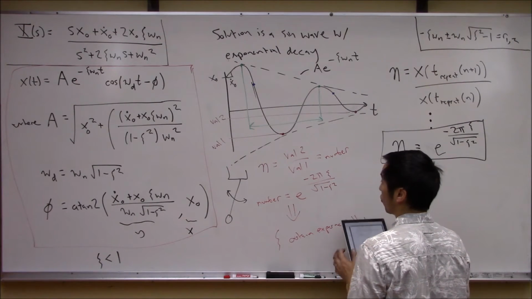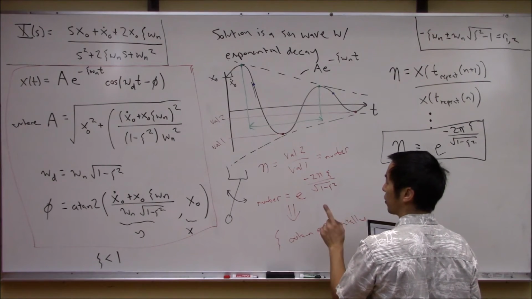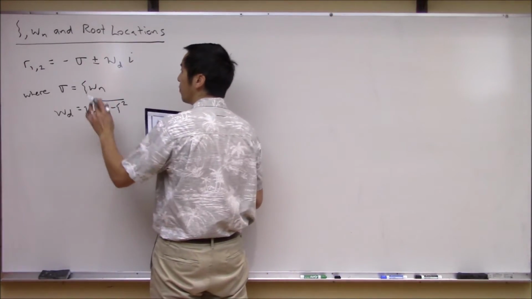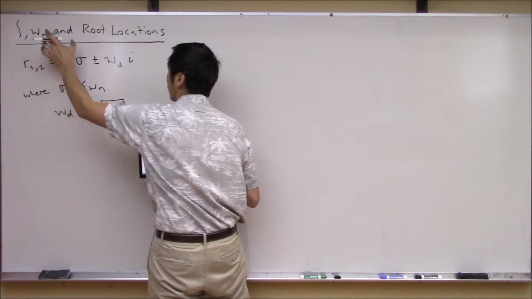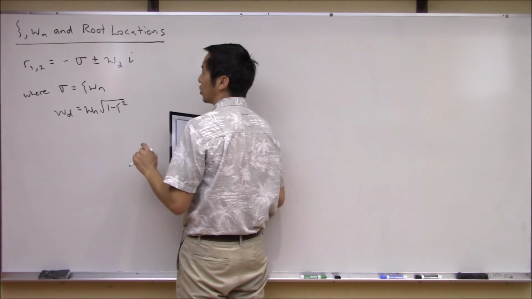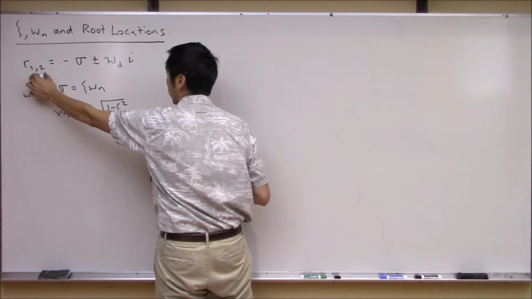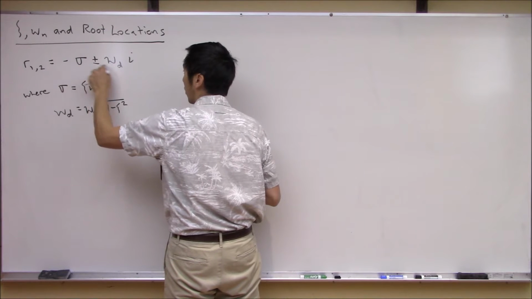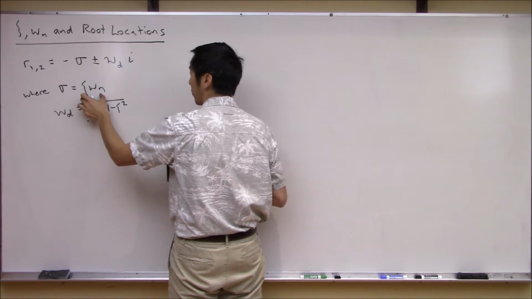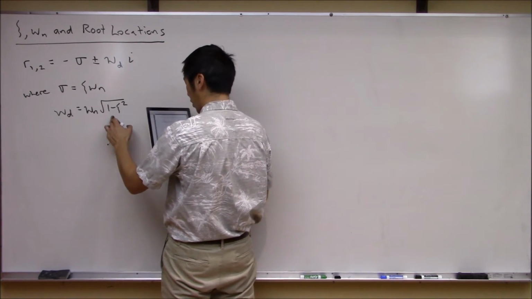All right, give me a second to erase the board, and let's talk now about a related topic. I'd like to quickly talk about how the damping ratio and natural frequency are related to root location. So again, this was the relationship: the roots of the underdamped system were given by a real part and an imaginary part. The real part was the product of the natural frequency and the damping ratio, and the imaginary part was omega n times square root of 1 minus zeta squared.